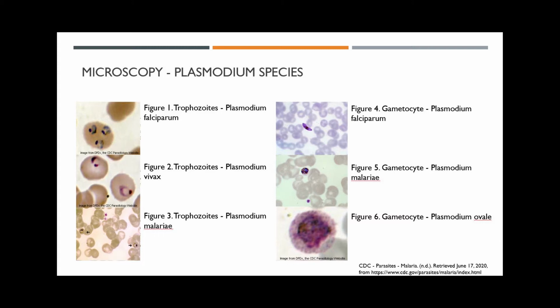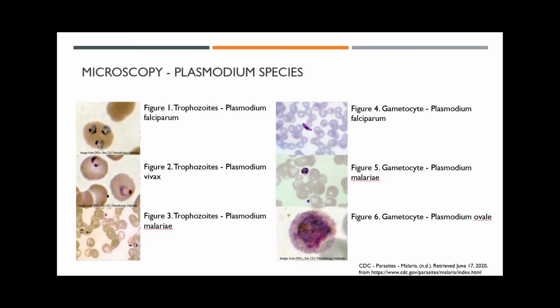You can see in figure 1 that the trophozoites in Plasmodium falciparum have the characteristic signet ring shape. And also unique to this species is the presence of multiple trophozoites in one cell. As you can see in figure 1, there are 3 in one cell, which is unique to this particular species and is not seen in other Plasmodium species.